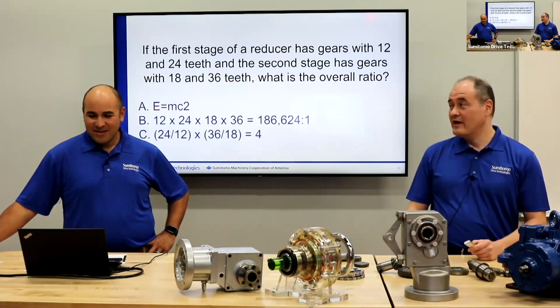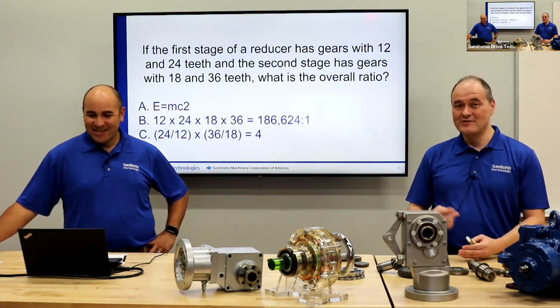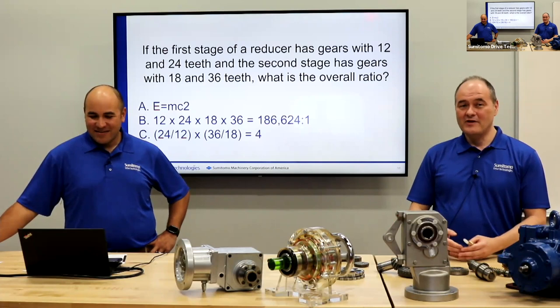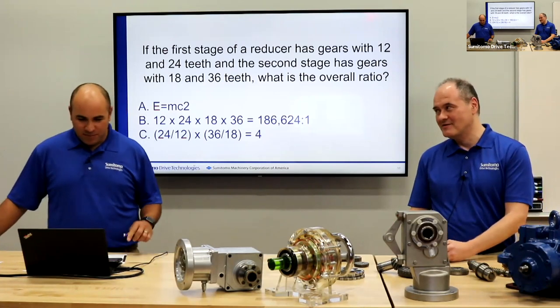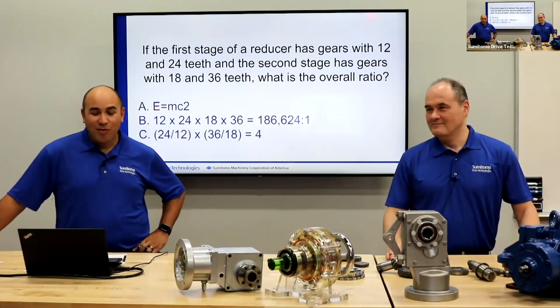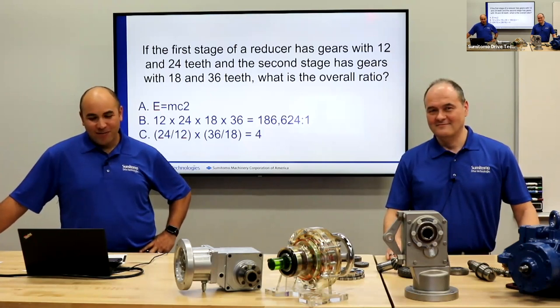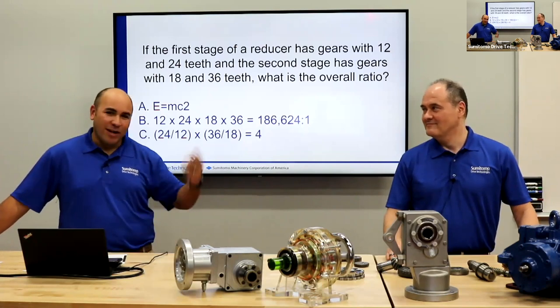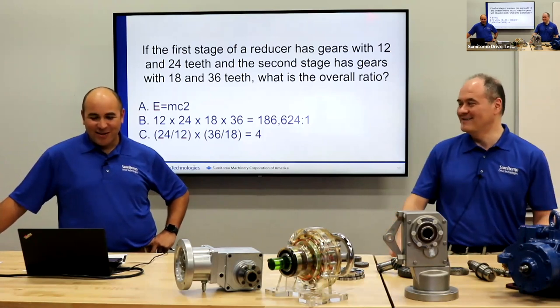Now, a little math question, because you love math. If the first stage of a two-stage reducer has 12 teeth and 24 teeth, and the second stage has 18 and 36 teeth, what is the overall gear ratio? I'm just going to go by process of elimination here, and it can't be 186,624 to 1. It's an Einstein calculation. So I'm going to go with C.